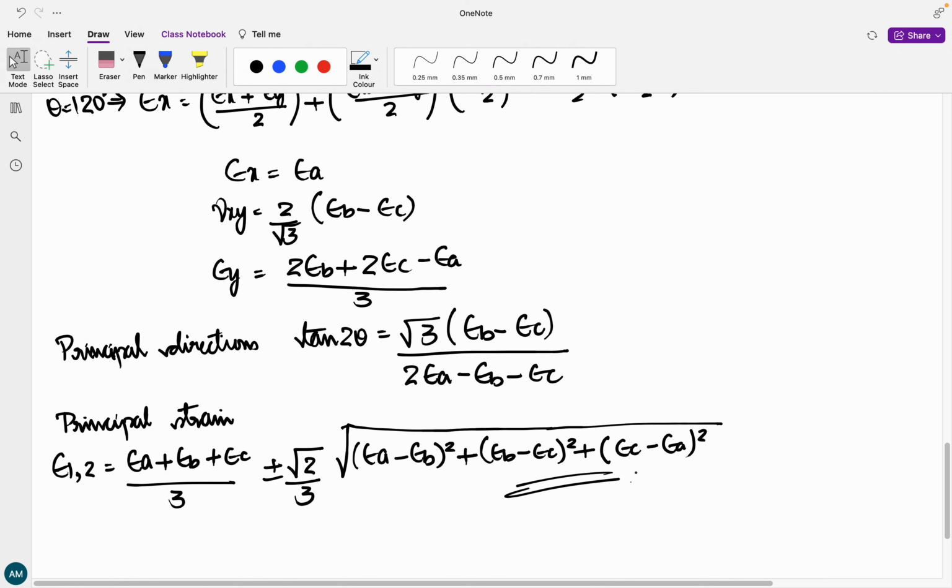So we have found the value of principal strain for both the different types of strain rosettes. So this marks the end of module 2 with respect to theory. In the next class we will be solving the problems.